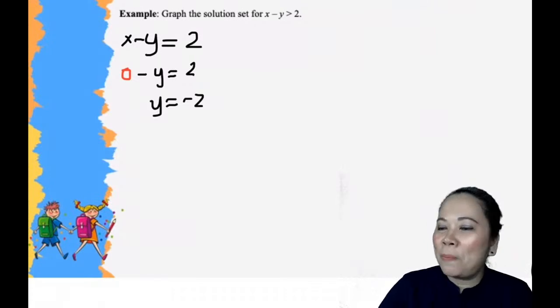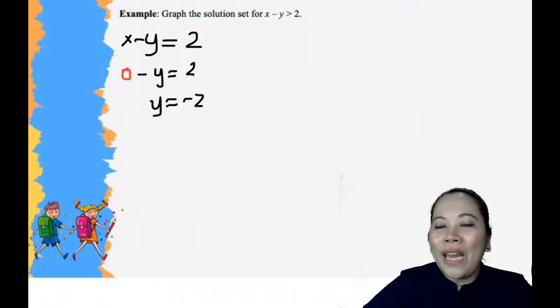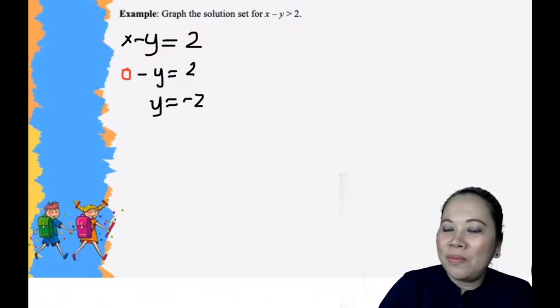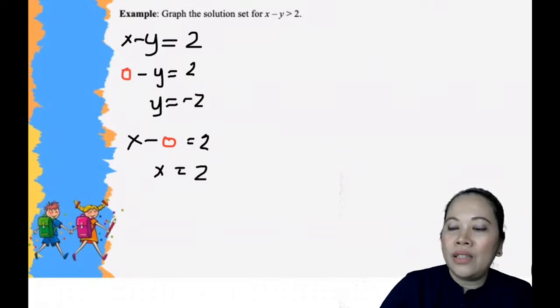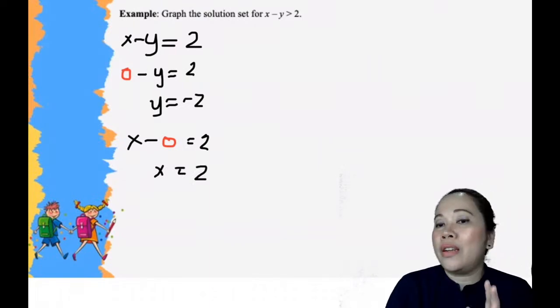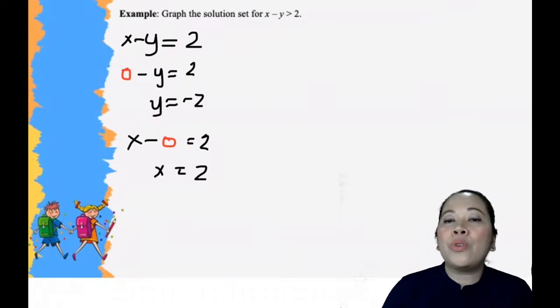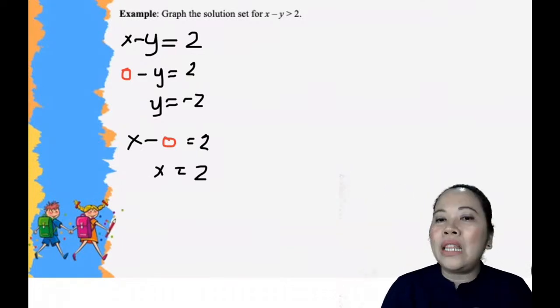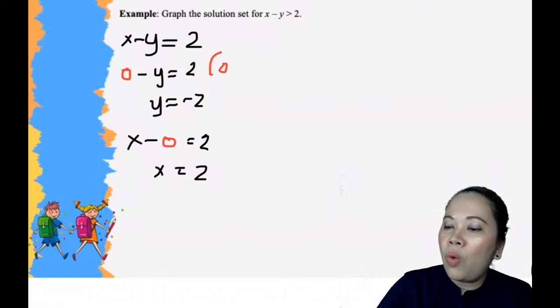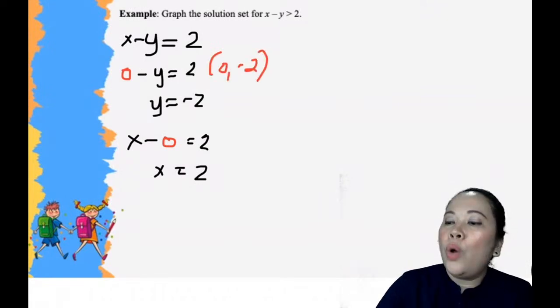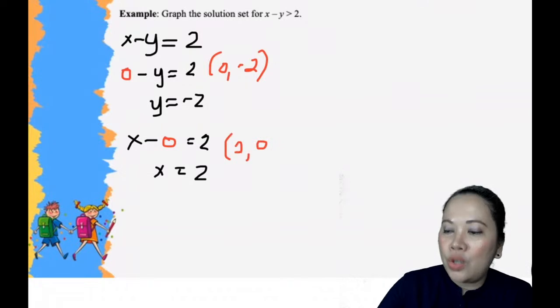Okay, so when x is 0, y is negative 2. And then you substitute again: when y is 0, x is 2, right? So I'm only substituting 0 for x and 0 for y, so that I'll get the y and the x intercept. That's the only thing that you need. So here, when x is 0, y is negative 2. When y is 0, x is 2.